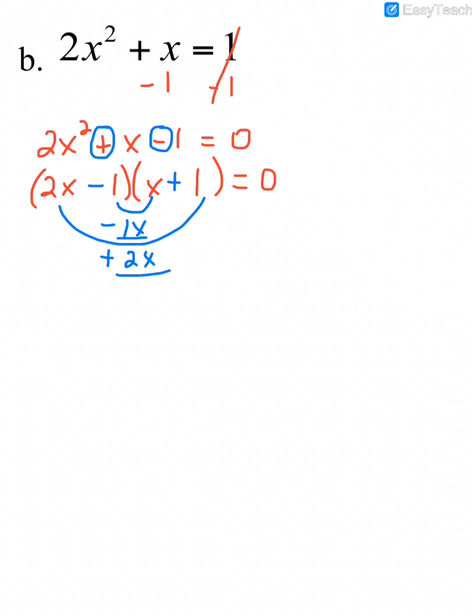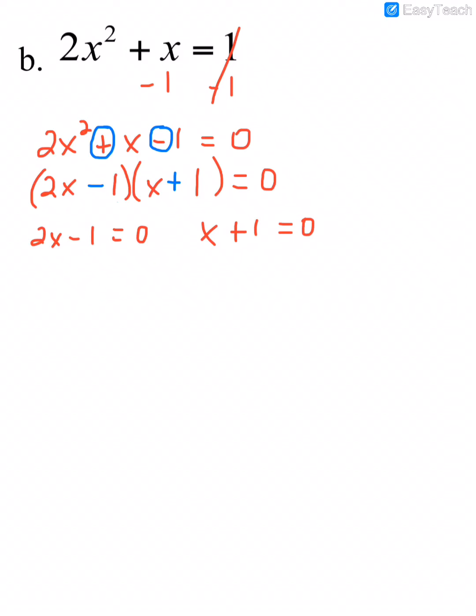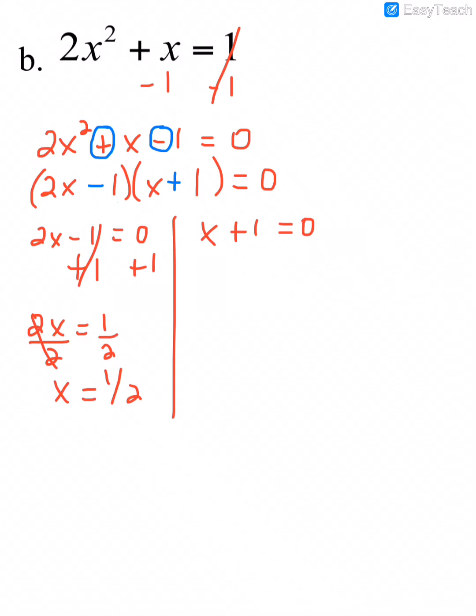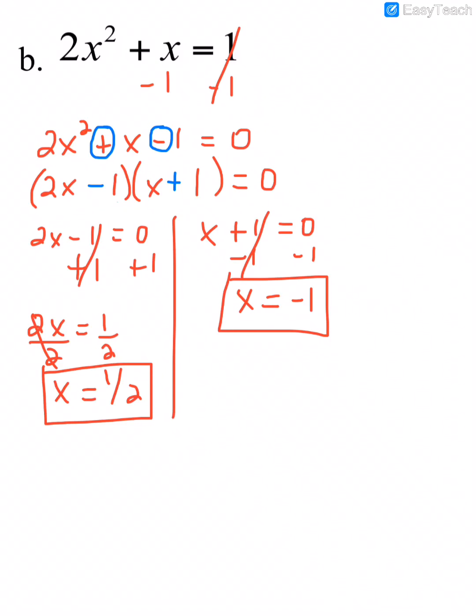My factors are correct. So once I have factored completely, I'm going to take each factor and set it equal to 0. All right, so 2x minus 1 equals 0, and x plus 1 equals 0. All right, I'm going to solve this by adding 1. That's 2x equals 1, and then divide by 2. So x equals 1/2. In my other factor, I'm going to subtract 1. So x equals negative 1. All right, so these are my two solutions, 1/2 and negative 1.